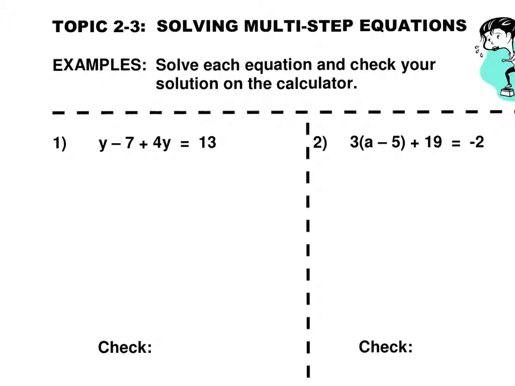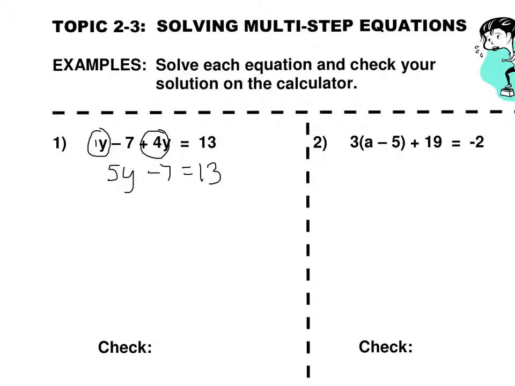So let's look at problem number 1, write it down. You've got y minus 7 plus 4y equals 13. The first thing you want to do is get your y's together. You want to combine like terms. So we notice here that we have a y and we have a 4y. Y is the same thing as 1y. So 1y plus 4y, we're going to combine those and we're going to get 5y. Then bring down the minus 7 equals 13.